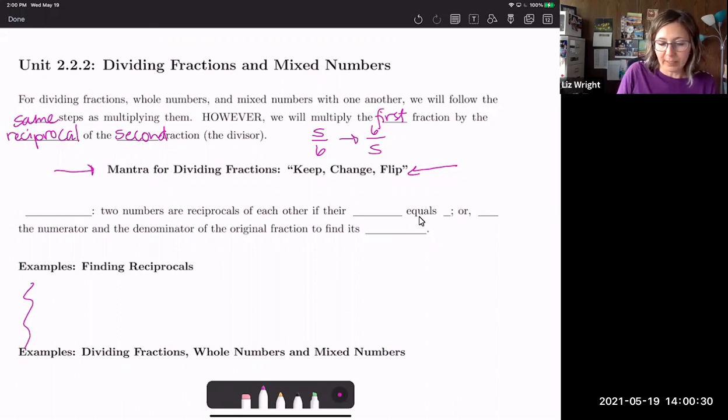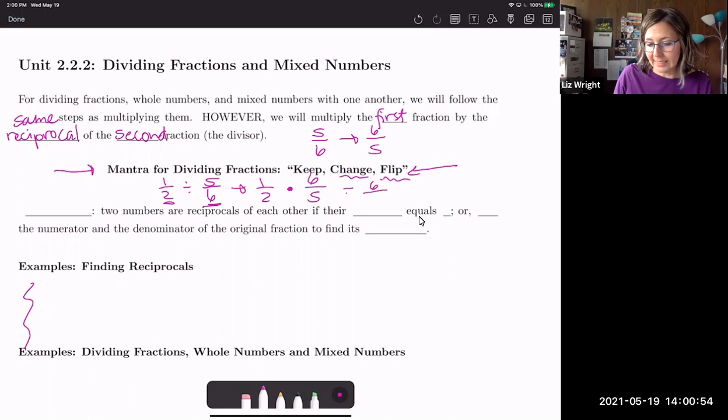So again, if we were doing 1/2 divided by 5/6, we would keep the first fraction, so that would be 1/2. We change the sign, which is going to be multiplication, and we flip this second fraction or divisor, and that's going to be 6/5. And then we just multiply straight across. So then we would get 6/10, which would ultimately be 3/5. So we get 3/5.